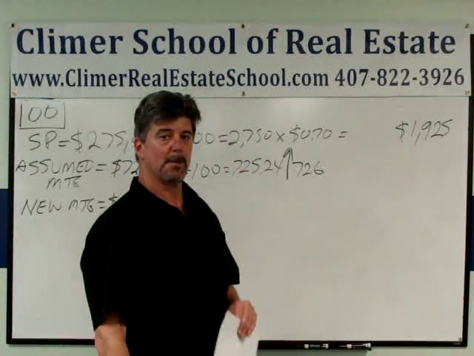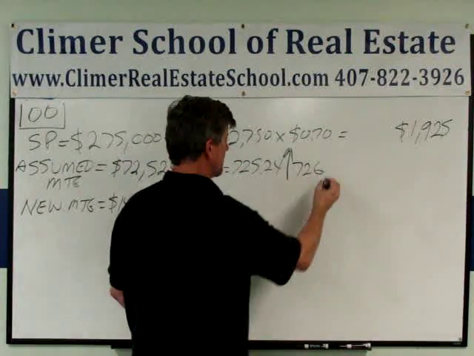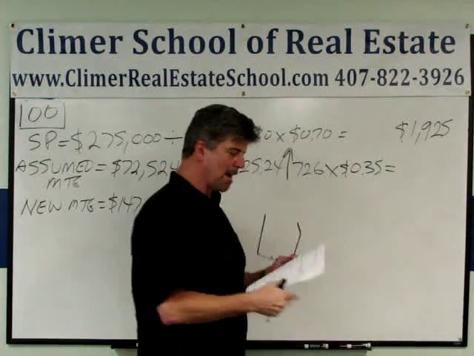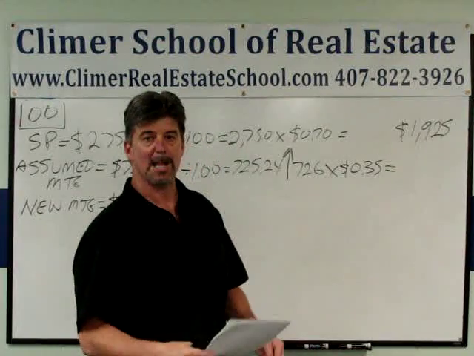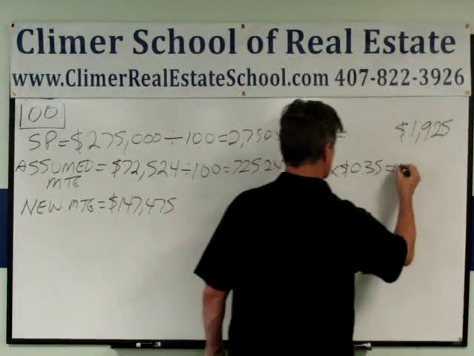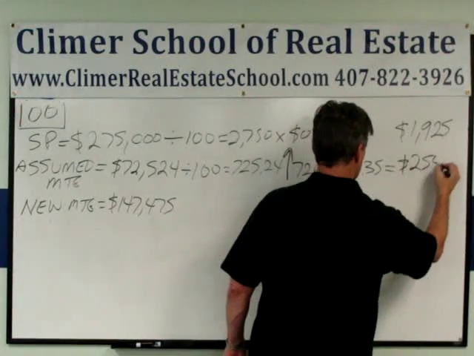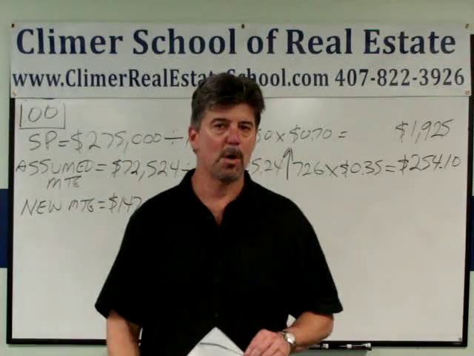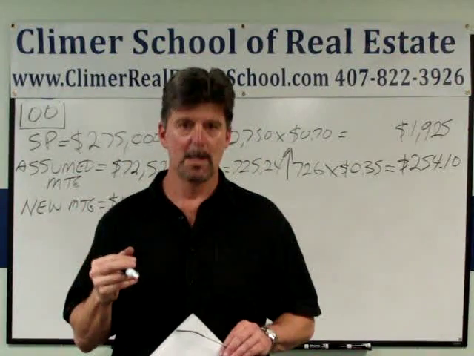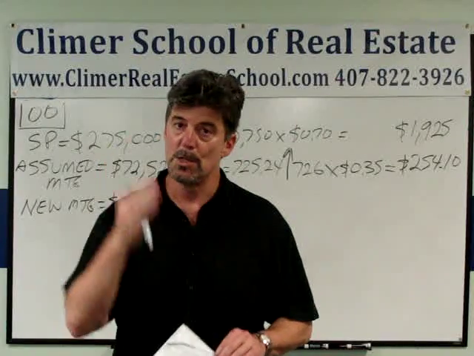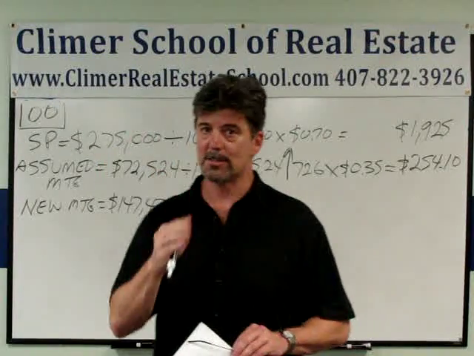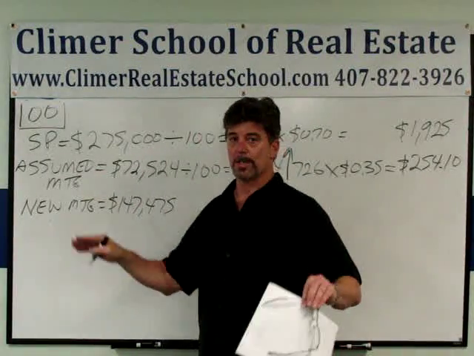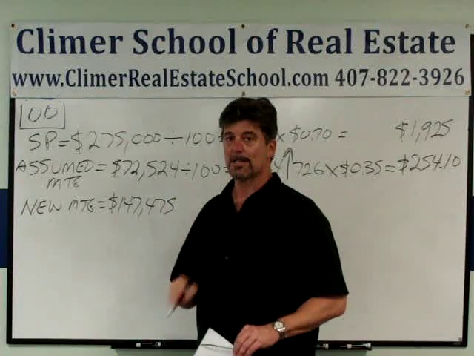Now, documentary stamps on the note are 35 cents each. And if my math is right, that's $254.10. And guess what? There's no intangible tax on this. Intangible tax is only on new mortgages. Don't forget that. The state's going to try to trick you. Documentary stamps on the note, all mortgages, new and assumed. Intangible tax, only on new.